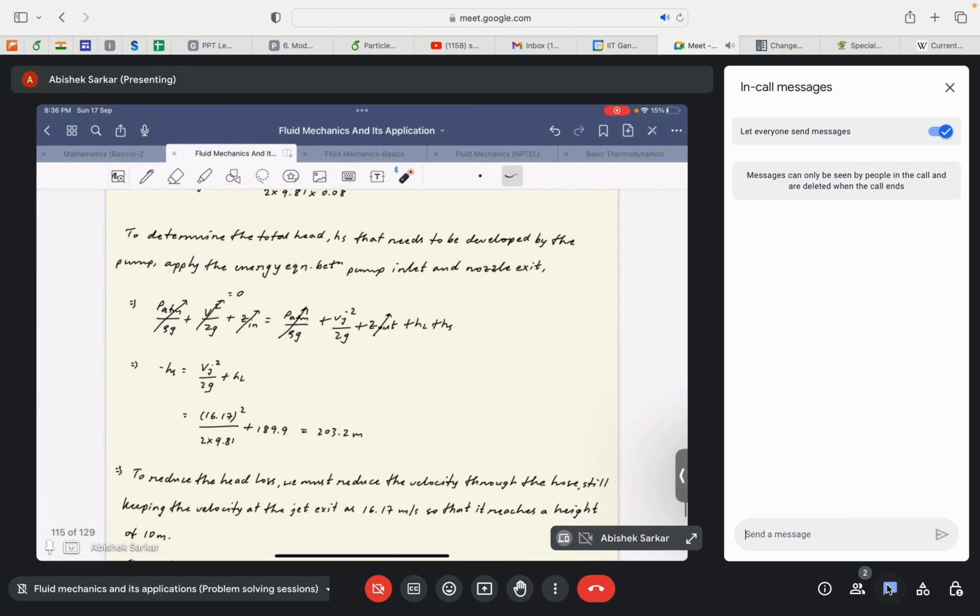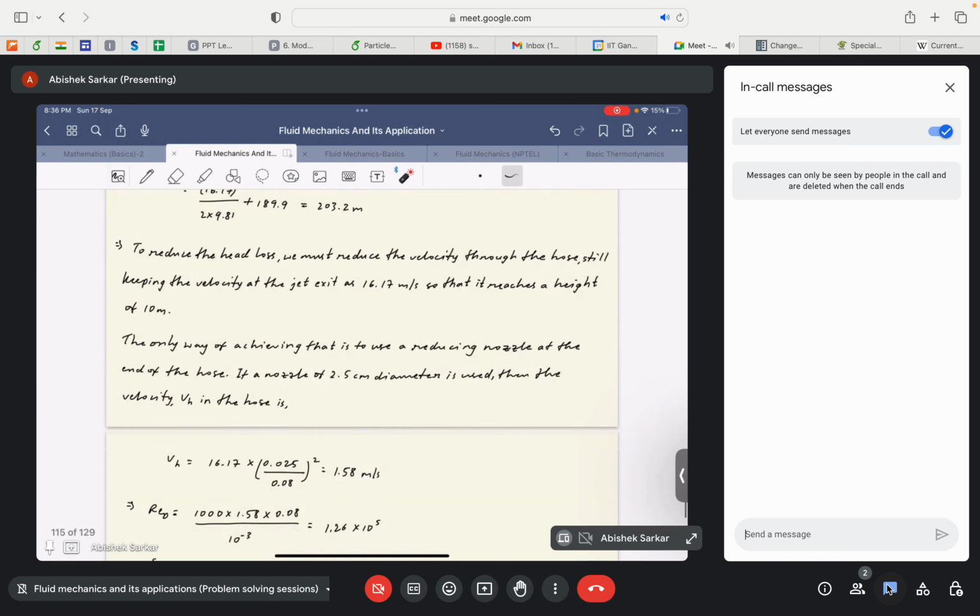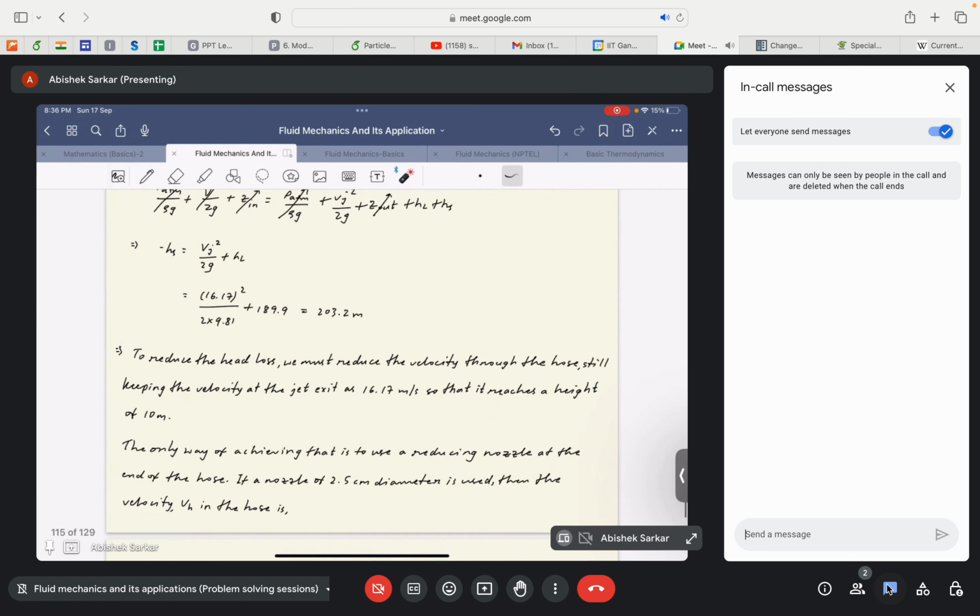Okay, so there is one more important concept in this problem that we need to take into consideration. We can clearly see that applying this much head is very difficult or very costly. So much additional pressure head is required just so that we can supply water to a height of 10 meters, right?